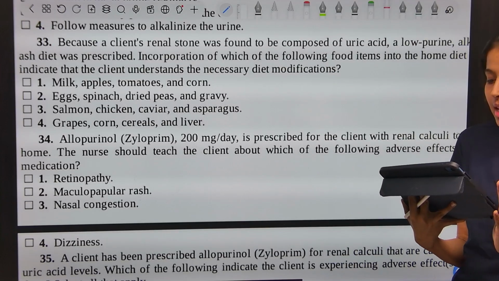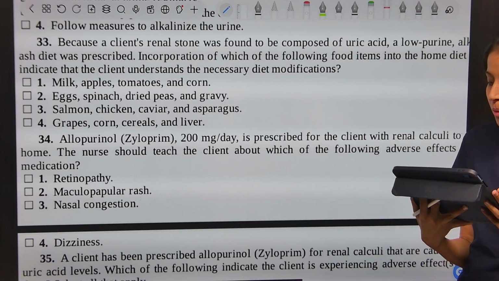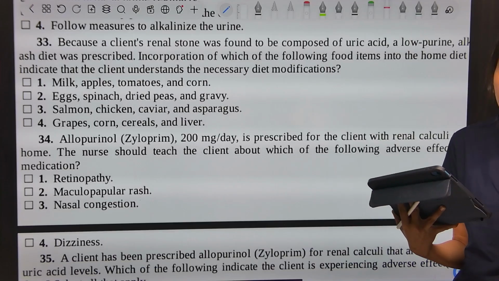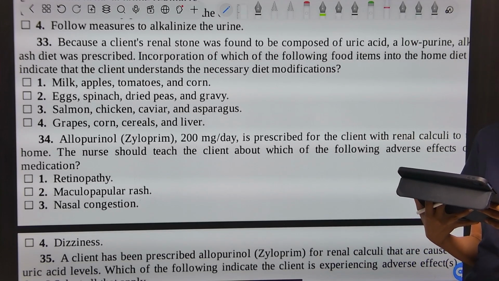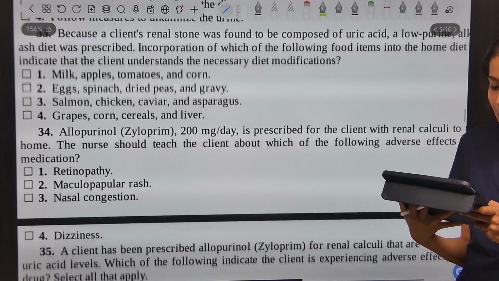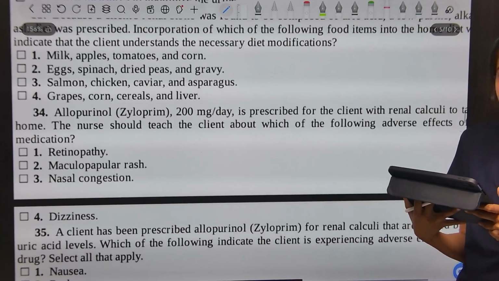Because the patient has a kidney stone made up of uric acid, we have to provide some diet modification to the patient. So what will be the right answer in this case? You have 4 options. Try to solve this question.